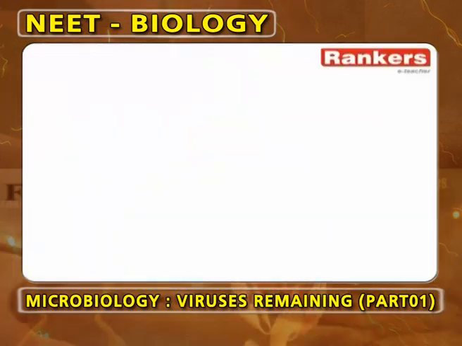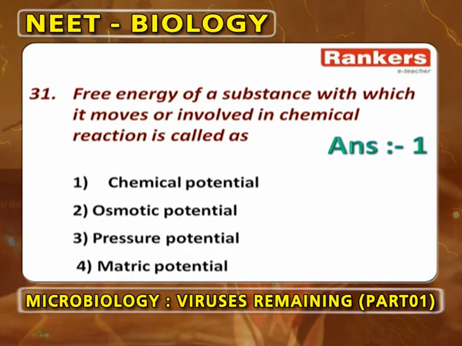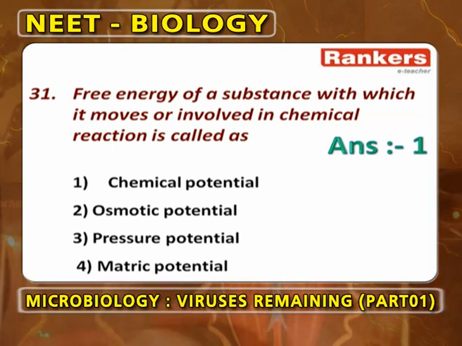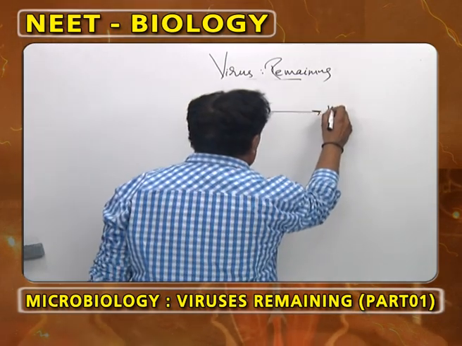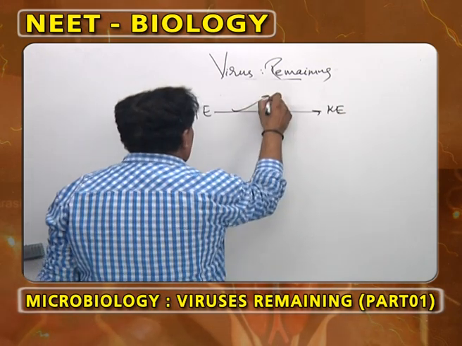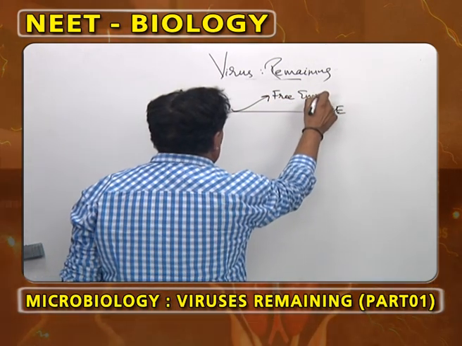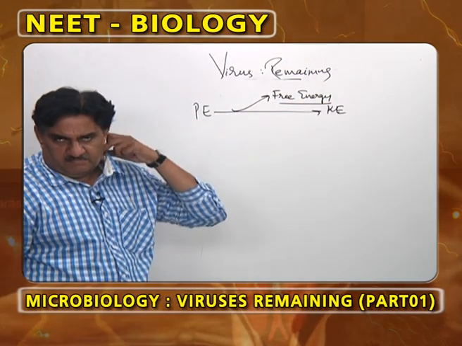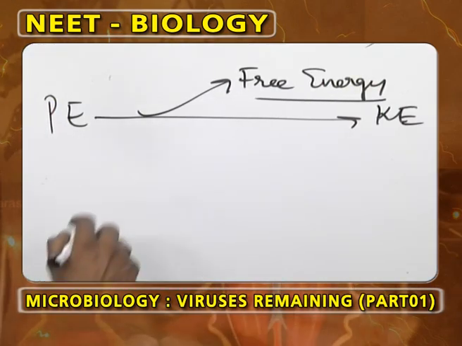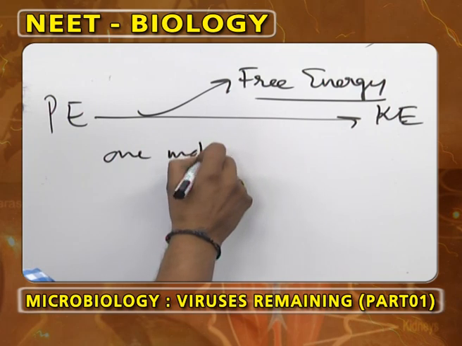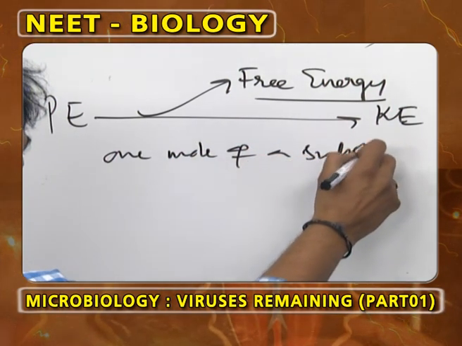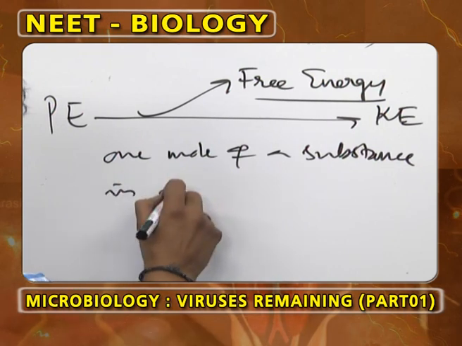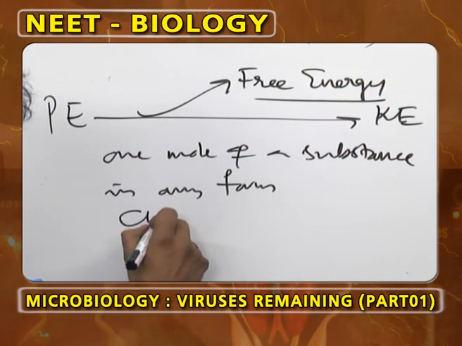One, free energy of a substance with which it moves or is involved in chemical reactions is called. What is free energy? When potential energy of a component is converted into kinetic energy, some amount of energy is liberated, which is called free energy. Whenever free energy is liberated, that free energy is utilized to complete a reaction, make water move or anything. This free energy present in 1 mole of a substance in any form is called chemical potential.